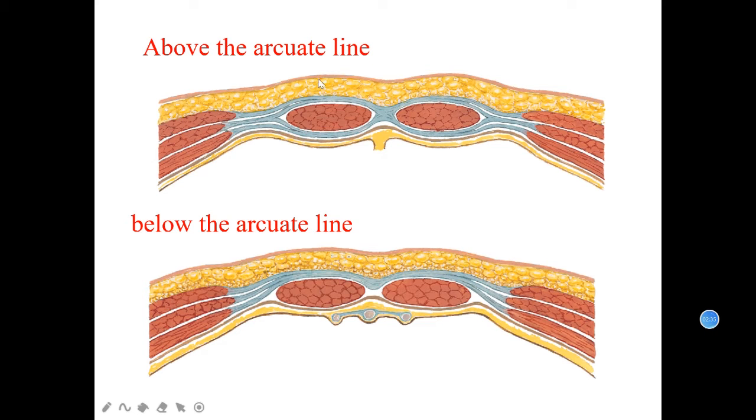This is the layers above the arcuate line, and below the arcuate line, the lower layers. Skin, superficial fascia, deep fascia, and the sheath of rectus abdominis. Then rectus abdominis. Then still the sheath, anterior sheath and posterior sheath, transversalis fascia, extraperitoneal tissue, and parietal peritoneum. But below the arcuate line, behind the muscle here, no sheath. All of the aponeurosis goes to the anterior layer, so this muscle directly rests on the transversalis fascia.